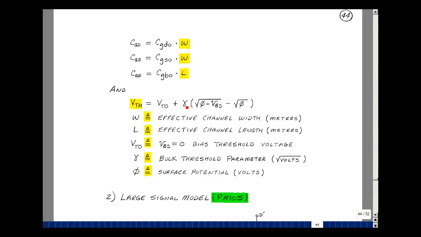The term gamma in this equation is called the bulk threshold parameter. And then lastly, this term phi, called surface potential, has the units of volts, and it's not the built-in barrier potential we talked about before, phi 0, but another term.